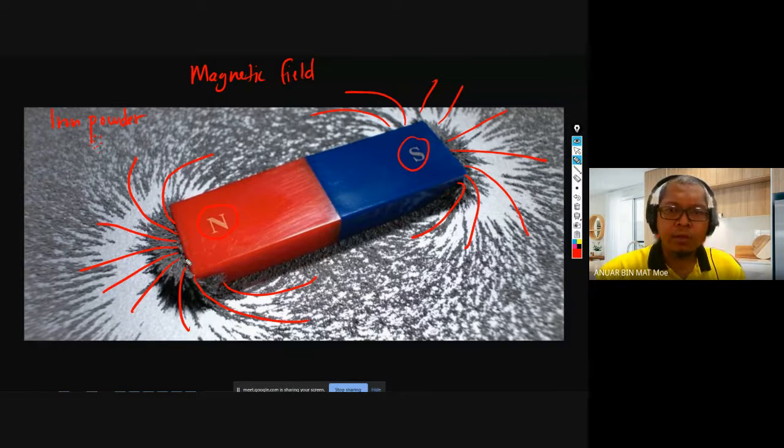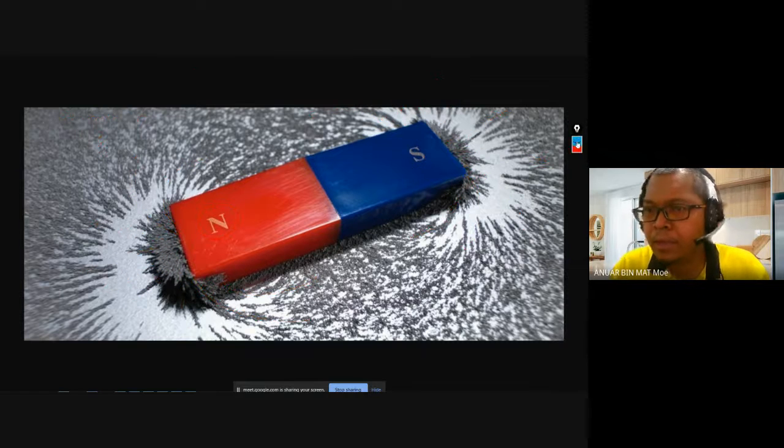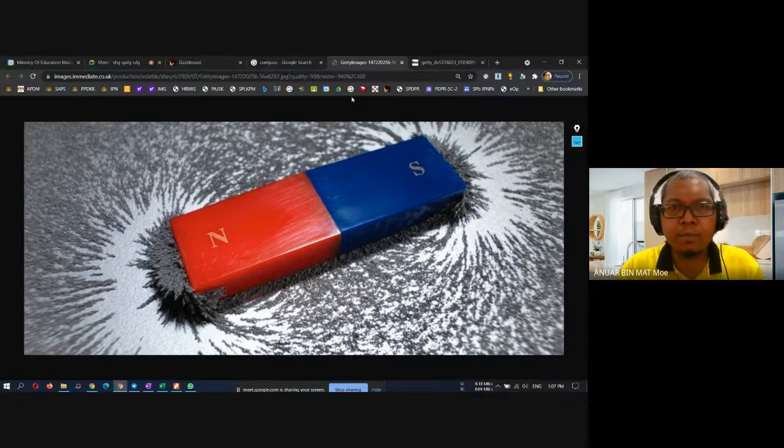Can we see the magnetic field without the iron powder? Very good, without iron powder, we cannot see the magnetic field. We can only see the effect of the magnetic field. When we put iron near the magnet, the iron will be attracted to the magnet. But in order to see the magnetic field, you need to spread the iron filling around the magnet. Then you can see the magnetic field. These are examples of the magnetic field of the magnet. Next one, I will show you another picture if I have.